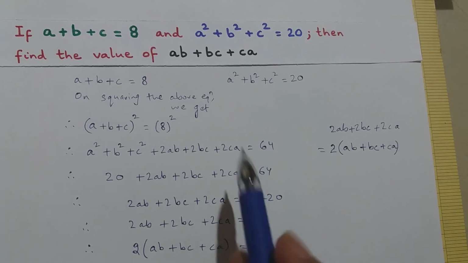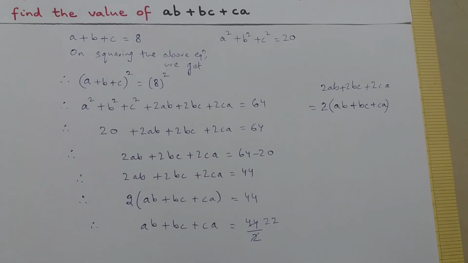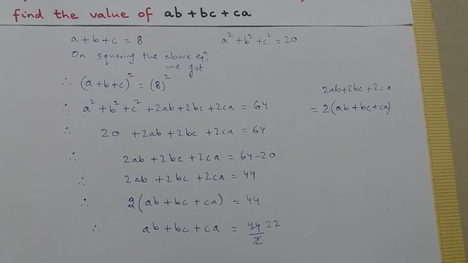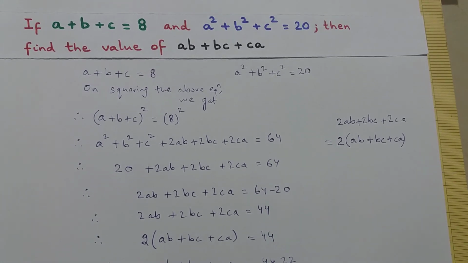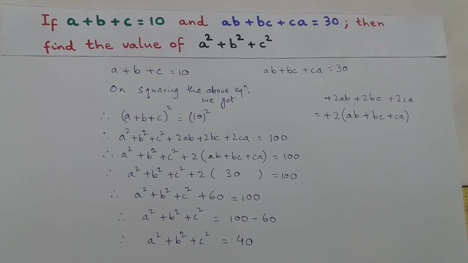So we have found the value of ab plus bc plus ca. It is 22. And with that we have solved question number 2 also. This is how you have to solve such kind of questions.